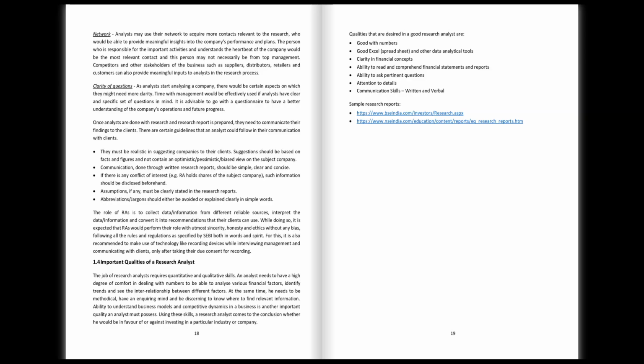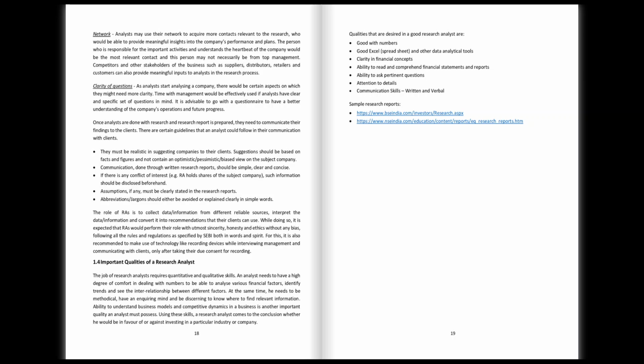They must be realistic in suggesting companies to their clients. Suggestions should be based on facts and figures and not contain an optimistic/pessimistic/biased view on the subject company. Communication done through written research reports should be simple, clear, and concise. If there is any conflict of interest, for example, RA holds shares of the subject company, such information should be disclosed beforehand. Assumptions, if any, must be clearly stated in the research reports. Abbreviations/jargons should either be avoided or explained clearly in simple words.